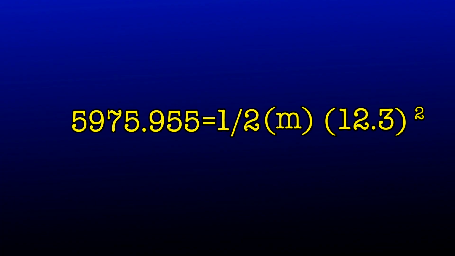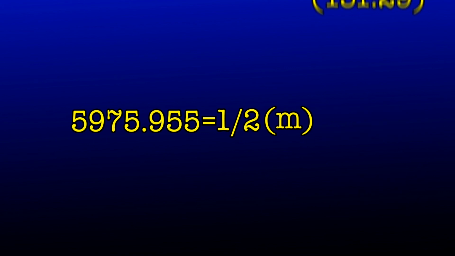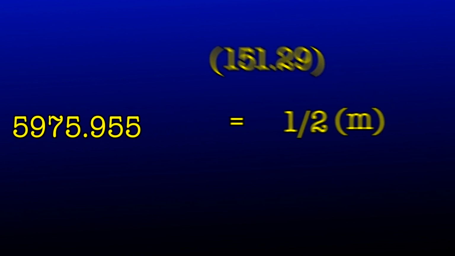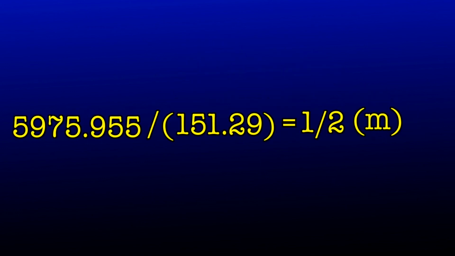You have to practice! We can also calculate the mass of an object if we know both the speed and the energy associated with that object. We rearrange the original formula like so. First, we square our velocity, so that turns it into 151.29. Then we throw over that 151.29 past the equal sign and divide the energy by it. So that equals 5,975.955 divided by 151.29. This will give us an answer of 39.5.